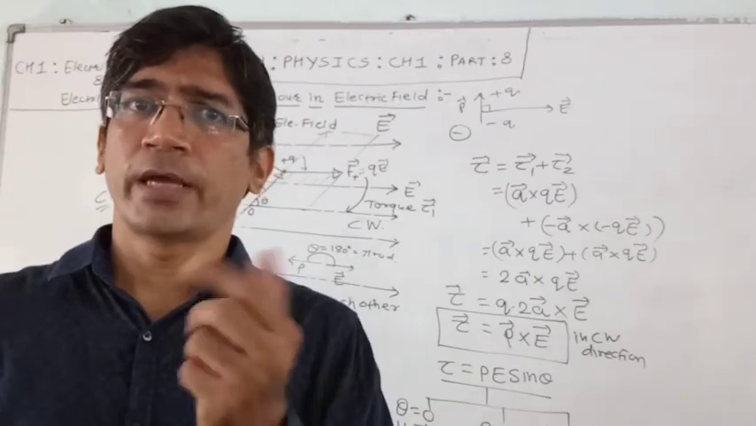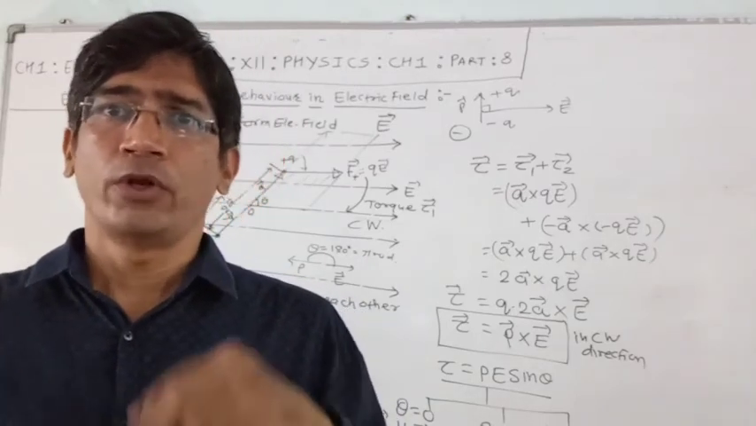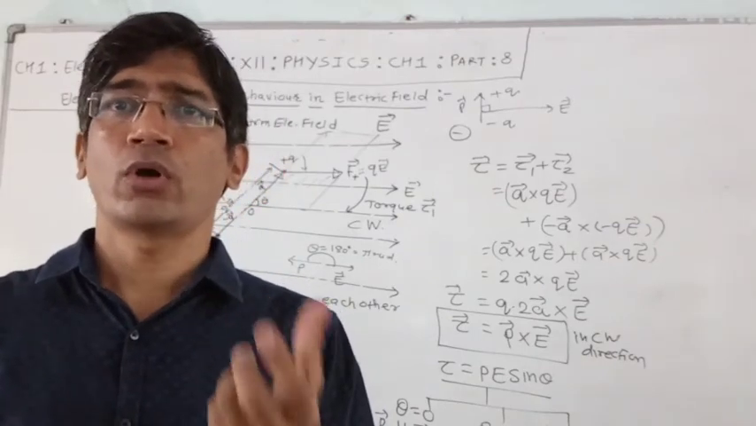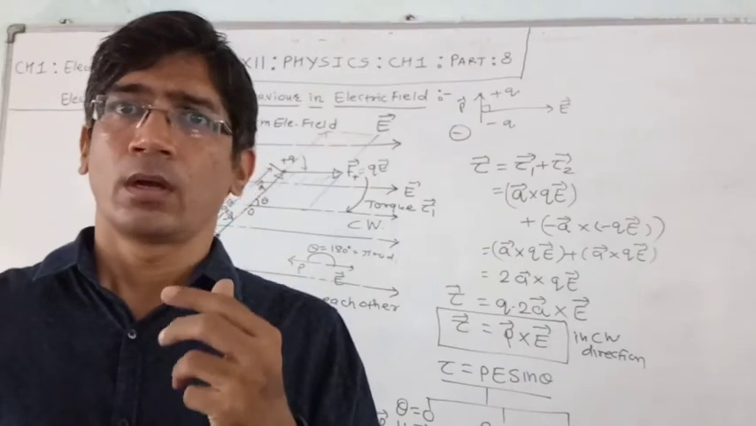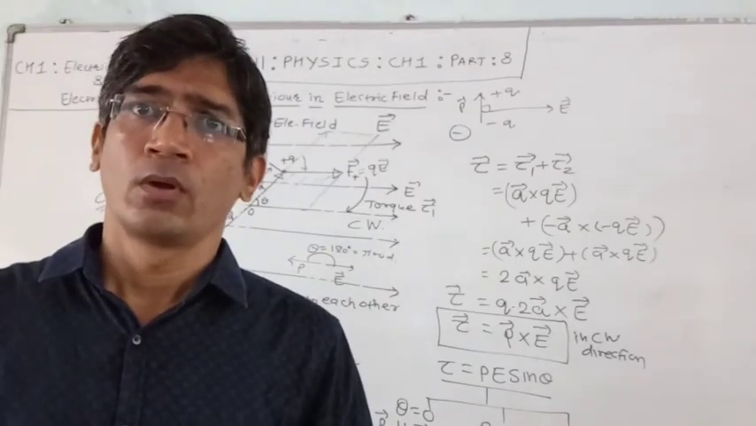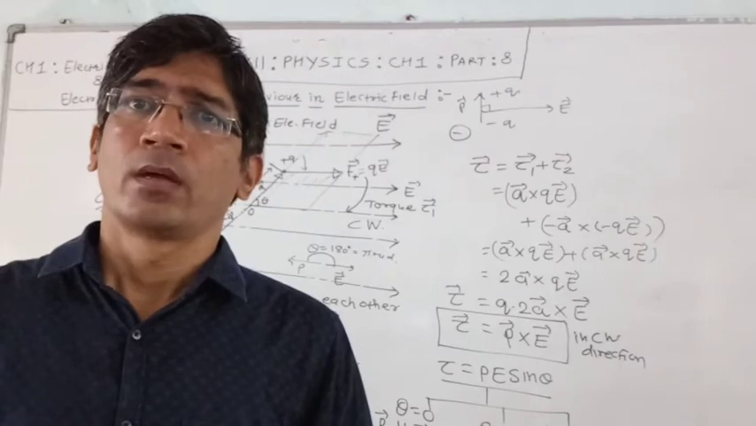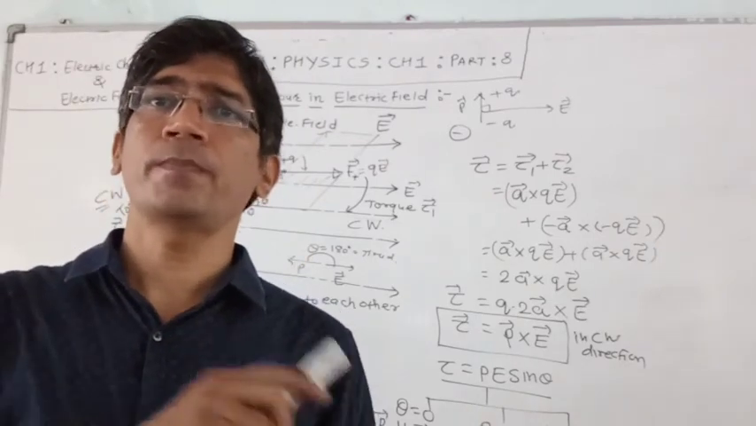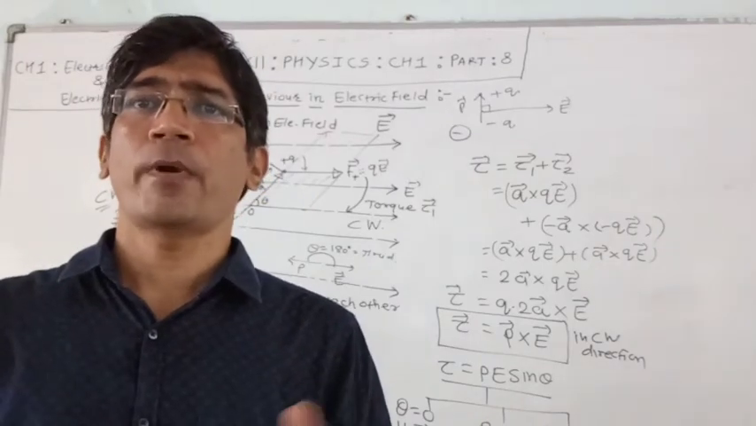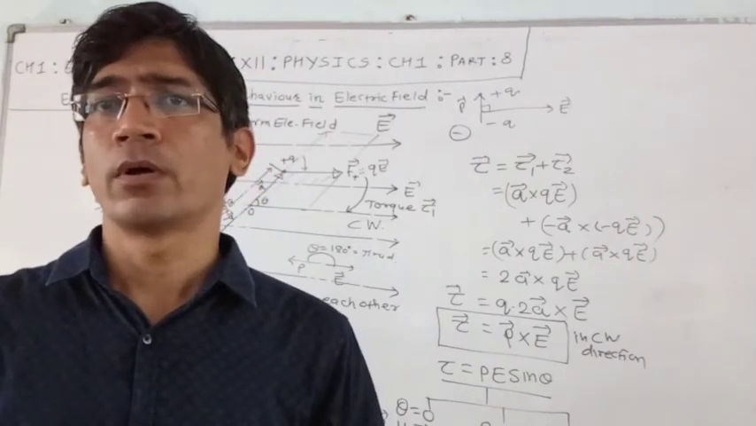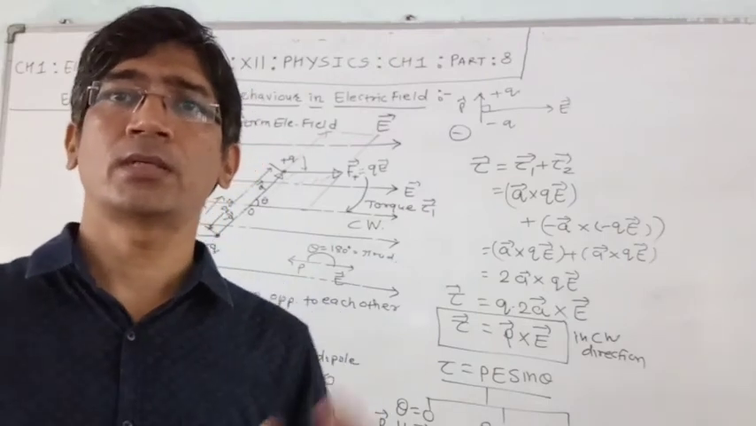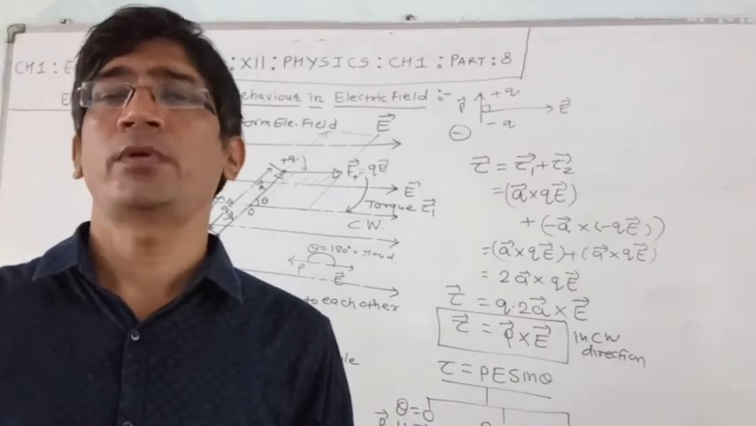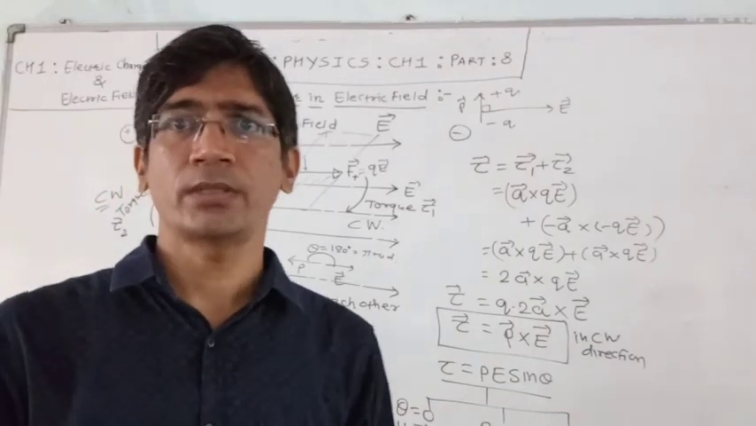We can take one example. When you move your comb in your rough or dry hair, then after some time when you put the comb near paper particles, all the paper particles are attracted towards the comb. Why does this happen? This is an example of the electric dipole's behavior in a non-uniform electric field. So let us see this case.